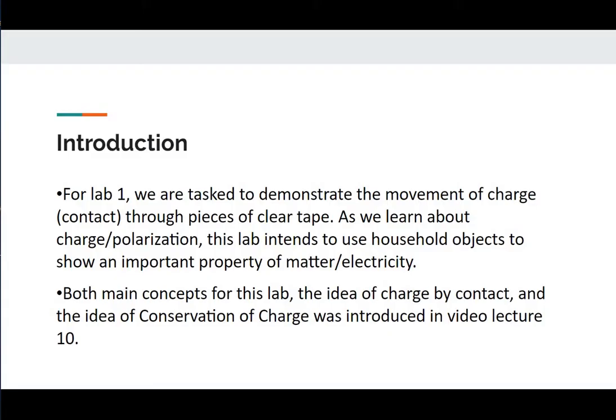Let's get started. For introducing the lab, Lab 1, also called charge tapes, we're tasked to demonstrate the movement of charge through contact through pieces of clear tape. As we learned about charge and polarization, the lab intends to use household objects to show an important property of matter and electricity. There are two main concepts for this lab: the idea of motion of charge by contact, and the idea of conservation of charge.